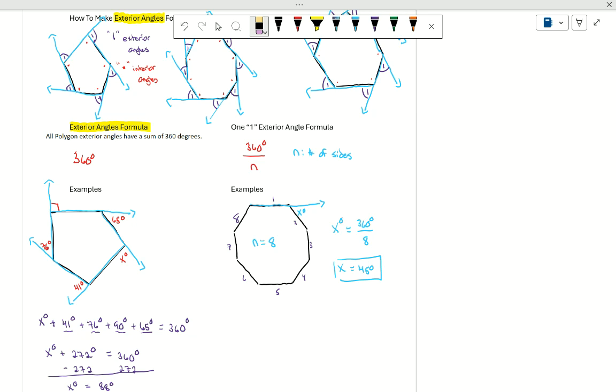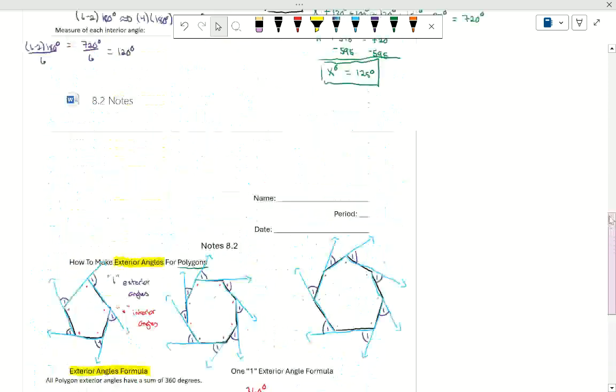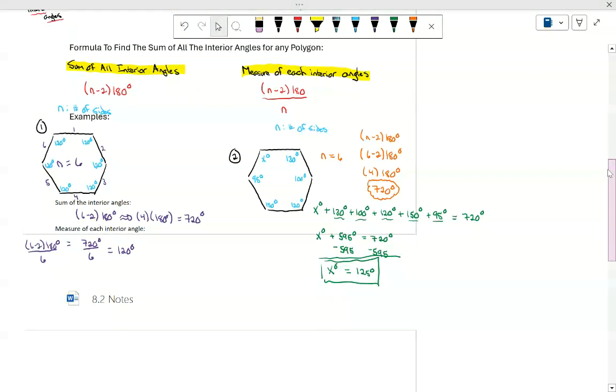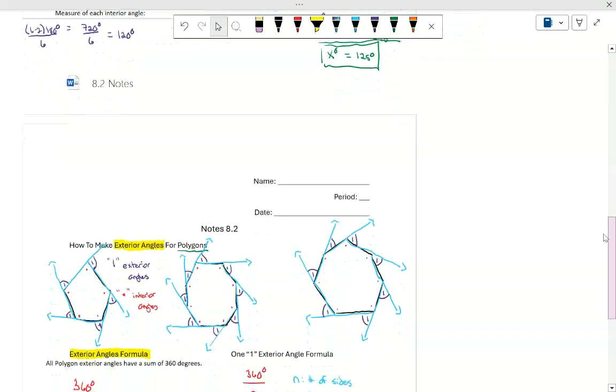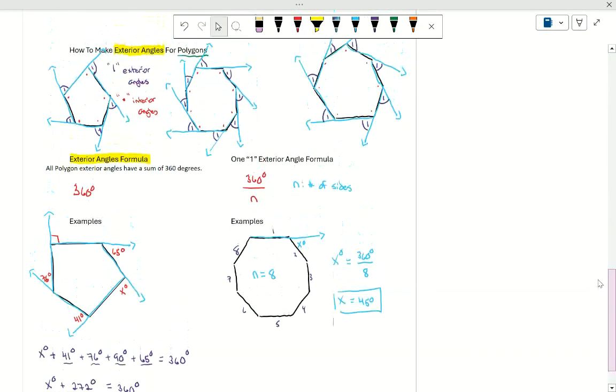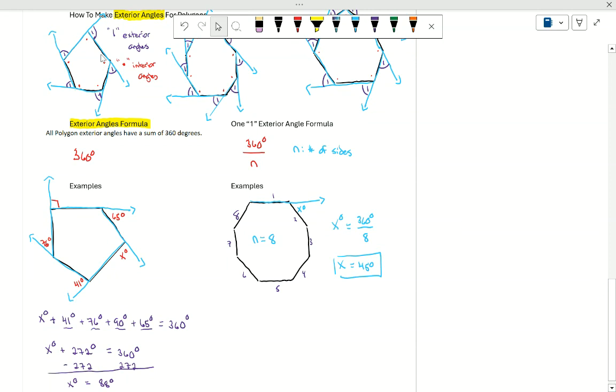Okay, so there are some formulas. There's actually 4 formulas I just gave you, 2 of them for exterior angles and 2 of them for interior angles. Study them, practice them, and then that'll help you out with finding measurements of exterior angles and interior angles. So there we go, 8.1 and 8.2 notes.